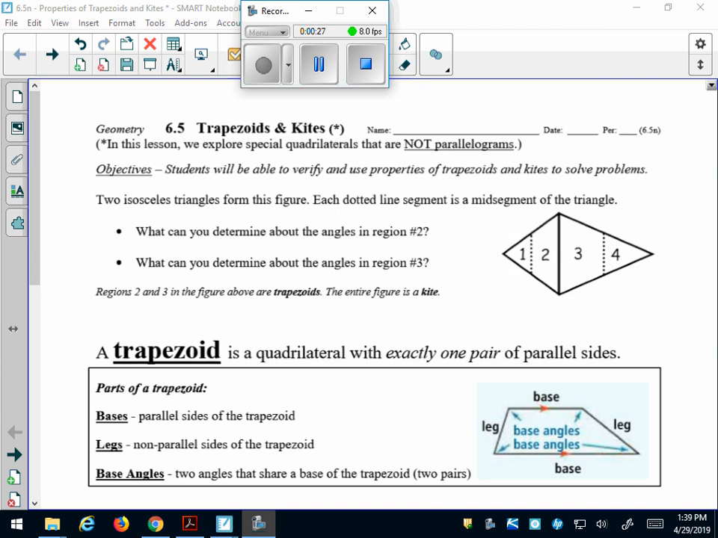So we had that pink sheet. Remember that pink sheet? See if you can find that pink sheet again, because we're going to finish filling out the back of that with trapezoids and kites. I want you to have that pink sheet completely filled out so that it becomes a study guide for you by the end of the unit.